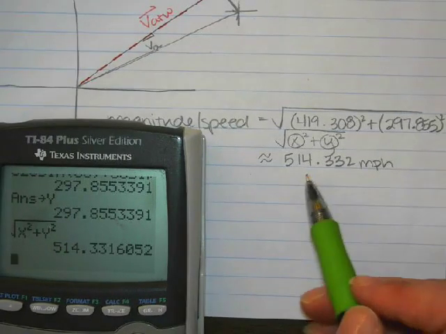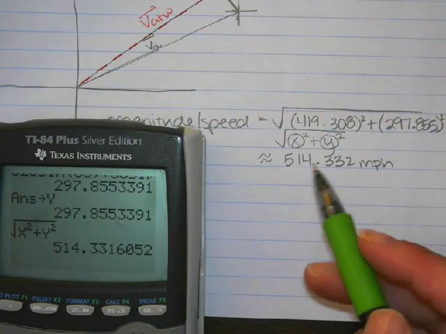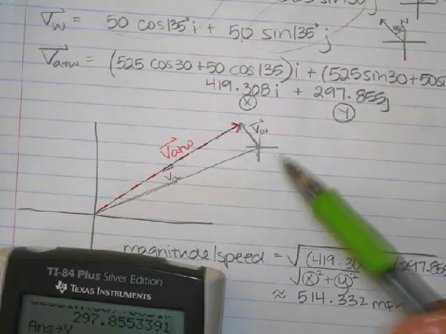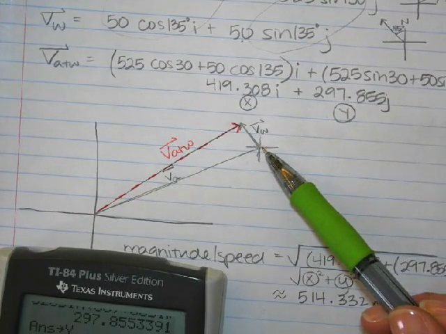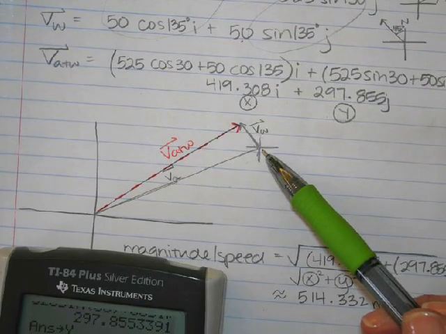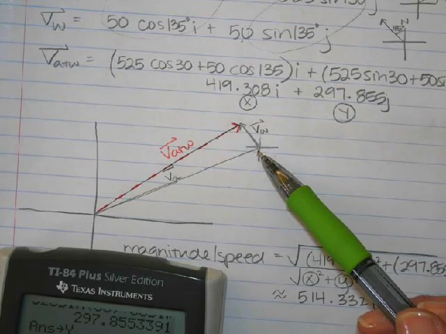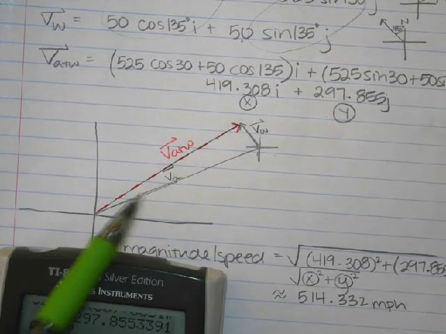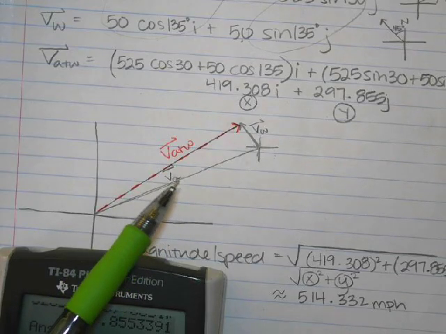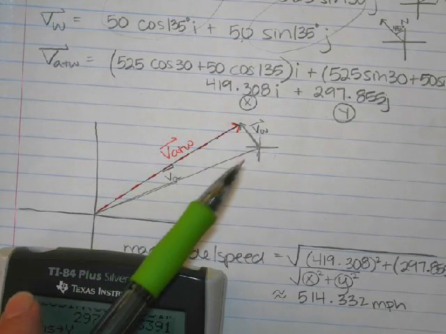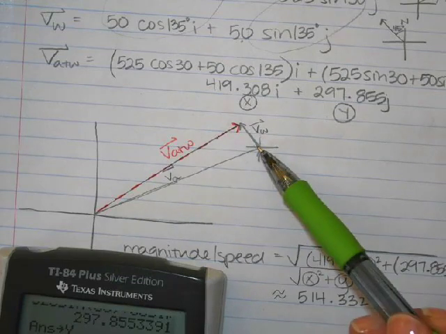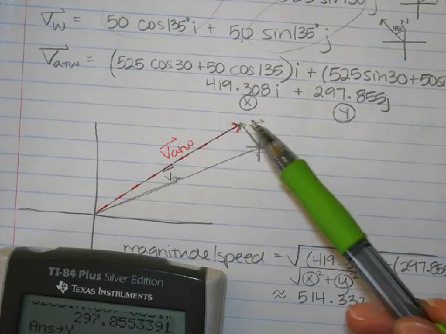So if the plane was originally going 525, the wind is pushing against it, the wind slowed down the plane a little bit. Does that make sense? Okay. If the wind was pushing it in a similar direction that it was already flying, then the wind would actually make it go faster. But in this case, the wind was pushing against it, and so the wind slowed down the plane.